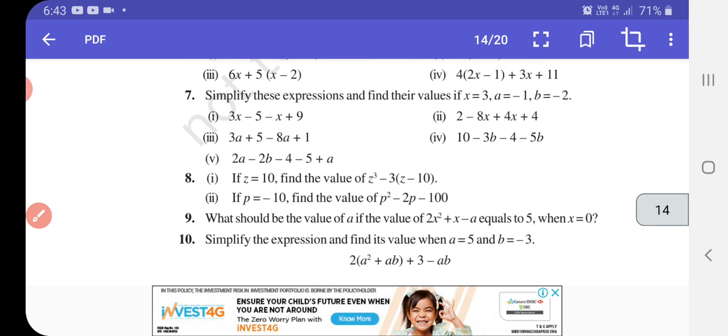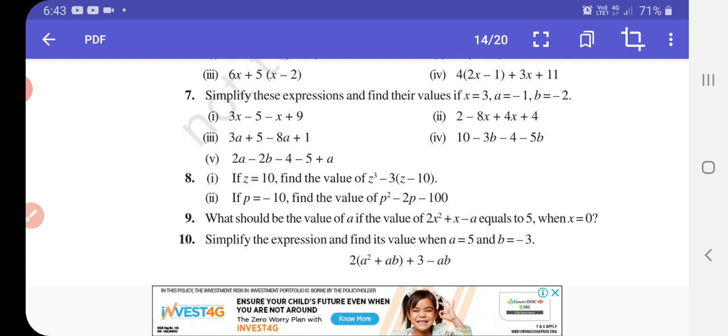Now question number 7. Simplify this expression and find their value. x is equal to 3, a is equal to minus 1, b is equal to minus 2. See बच्चों, इसमें जहाँ पर आपको x दिख रहा है जिस एक्सप्रेशन में, उसमें x की वैल्यू रखना है. जहाँ a दिख रहा है वहाँ पर a की वैल्यू, और जहाँ b दिख रहा है वहाँ पर b की वैल्यू रख करके आपको उस एक्सप्रेशन को सॉल्व करना है. अंडरस्टैंड? डोंट टेक एनी टेंशन, यू हैव टू सॉल्व द इक्वेशन.